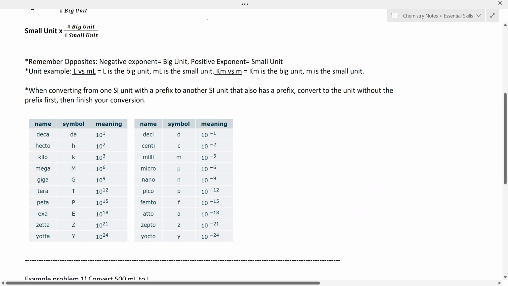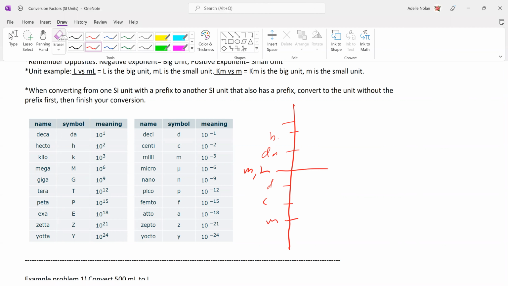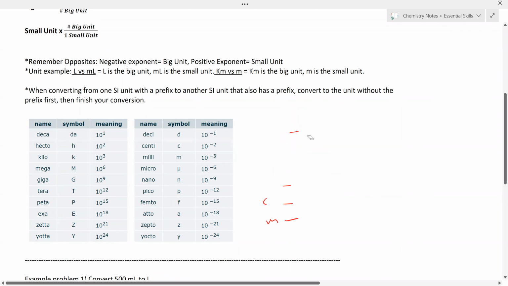It's not usually written like this. You usually have it all in one row with the middle ground being the unit without the prefix. And then when you go up, you go up with the deca, the hecto, all that stuff. And on the bottom, you go with the decimeter, the centimeter, the milliliter, all that stuff. You see what I mean? So that's how it's usually written out, which is kind of an easier way of visualizing it.